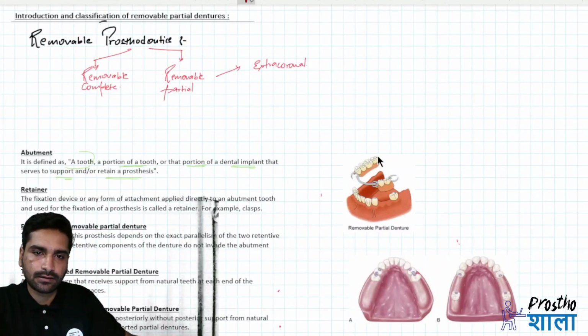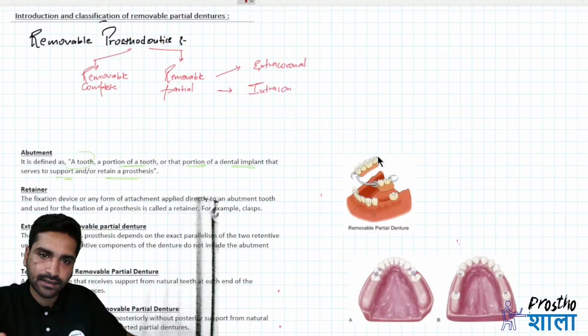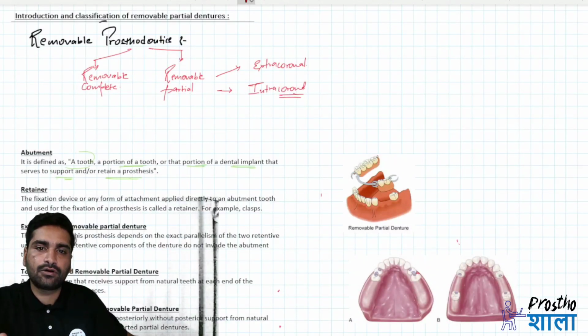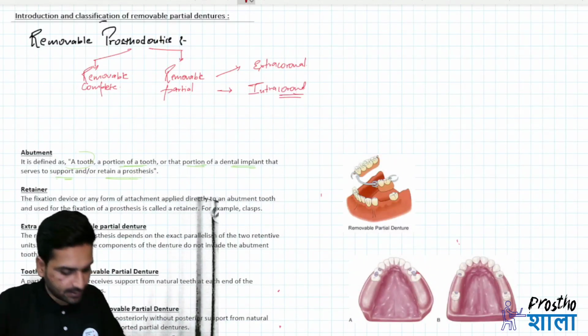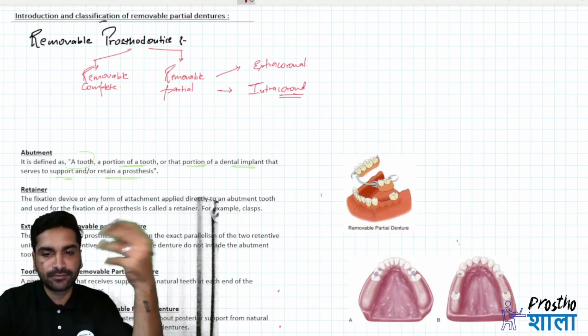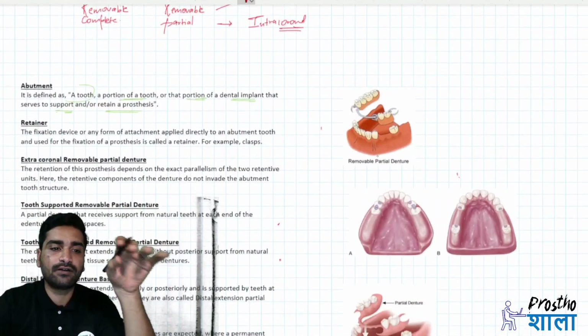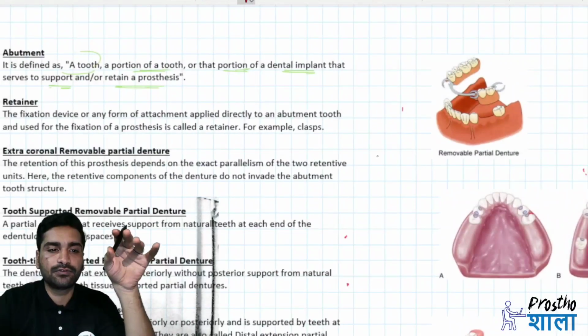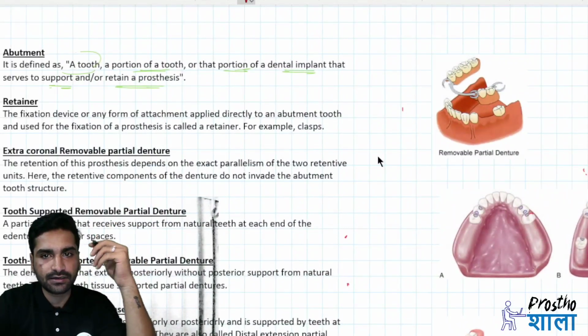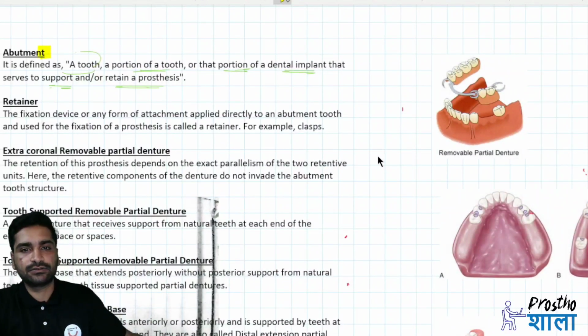In the removable partial prosthodontics, again you have two: extracoronal, that is outside the crown surface of the teeth, and intracoronal, that is within the crown surface of the teeth. Now there are various terminologies which we should be aware of before starting to learn about removable partial dentures. So the very first terminology which comes to mind is the abutment.